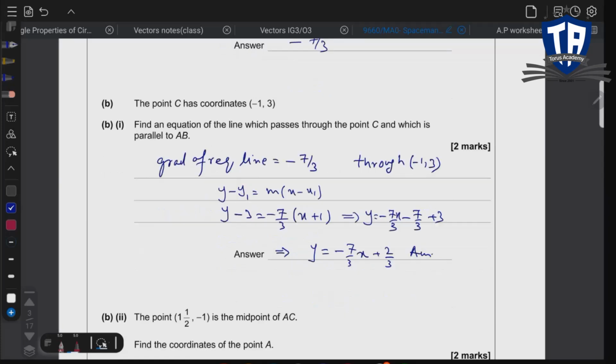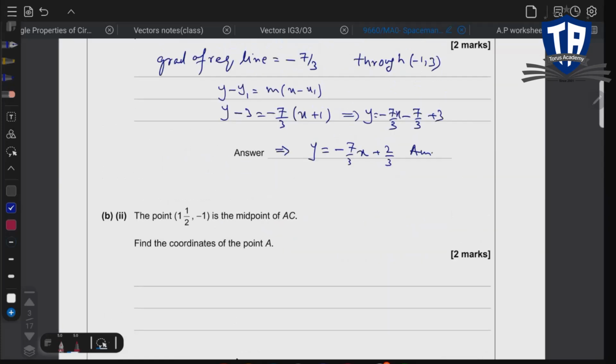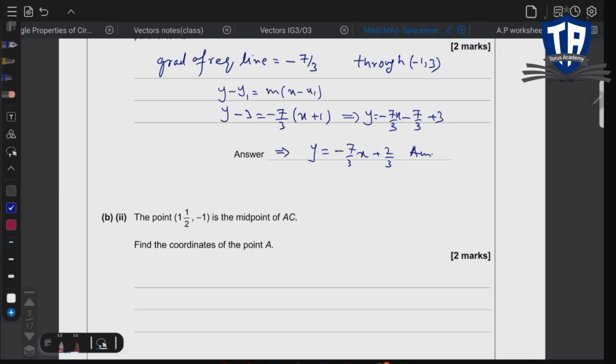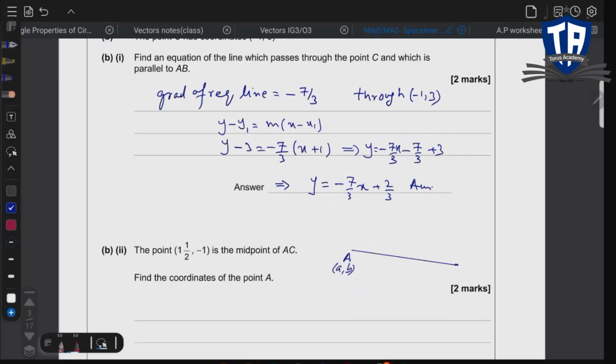This is our answer. The next part says that the point is the midpoint of AC. Find the coordinates of the point. Okay, let's simply draw this part of the concept. A is the point which is unknown. Let us suppose that its coordinates are a and b. The C point is given, which is minus 1 and 3. This is the C point, and the midpoint given in the question is 3 by 2 and minus 1.